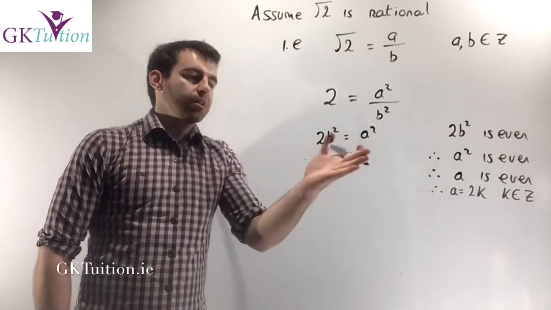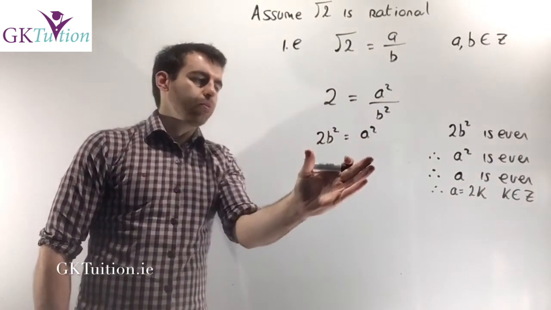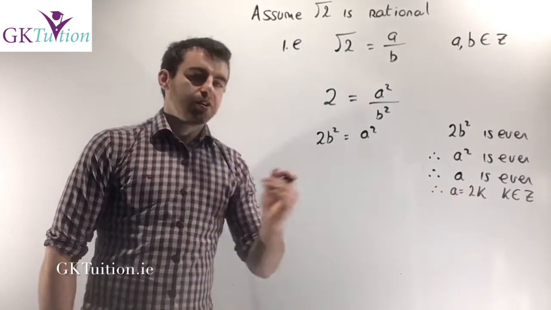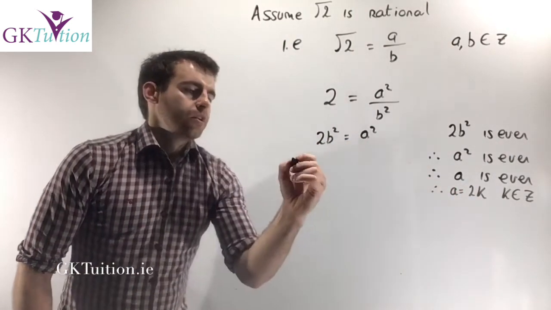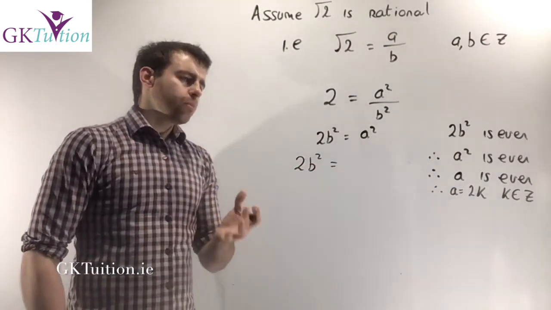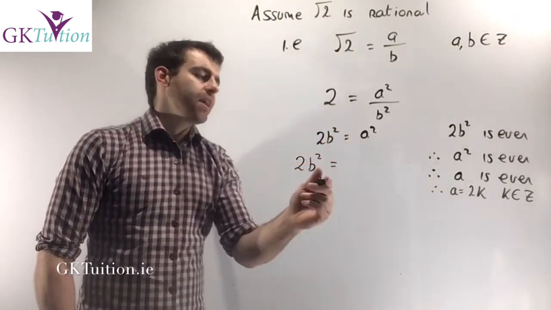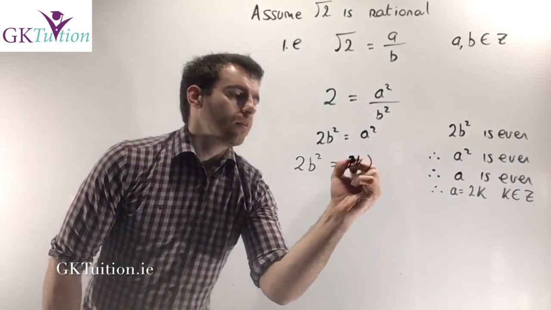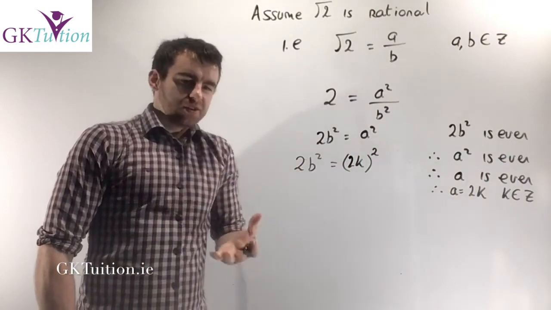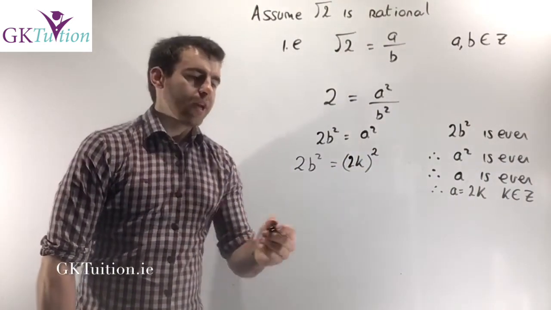So what I'm going to do now is go back to the main body of my proof and sub it in. Instead of an a, I can sub in 2 times k. So the left-hand side I'm going to keep exactly the same, but on the right-hand side, instead of a, I'm going to sub in 2k. So a squared becomes 2k to be squared. Now let's simplify this a little bit and see where we get to.